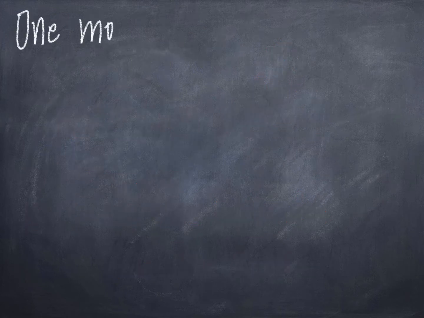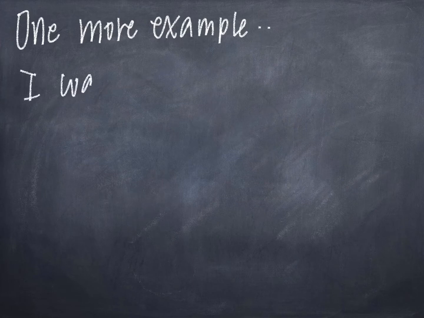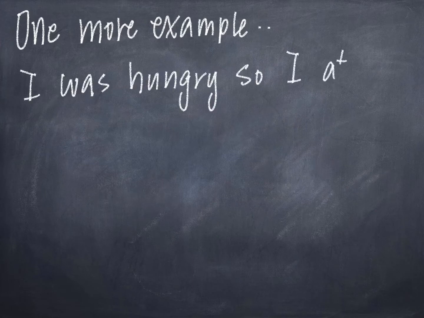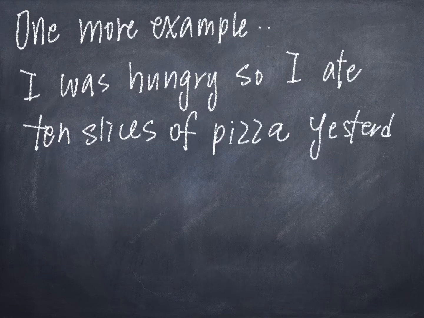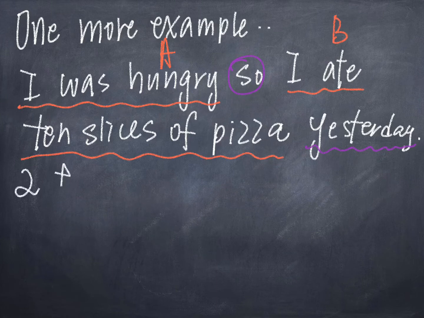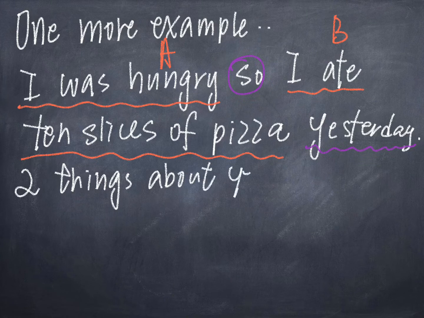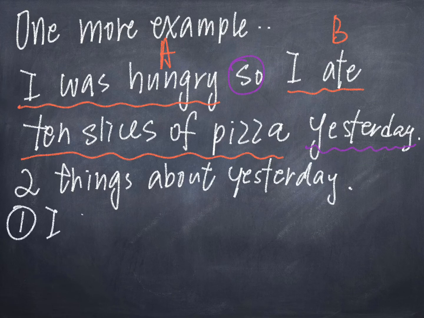One more example for you. Look at the sentence, I was hungry so I ate 10 slices of pizza yesterday. It should be easy for you to notice that so is the connective of the sentence, and yesterday is the time indicator of the sentence. There are two things about yesterday. First, I was hungry. Second, I ate 10 slices of pizza. These are two things I did yesterday.